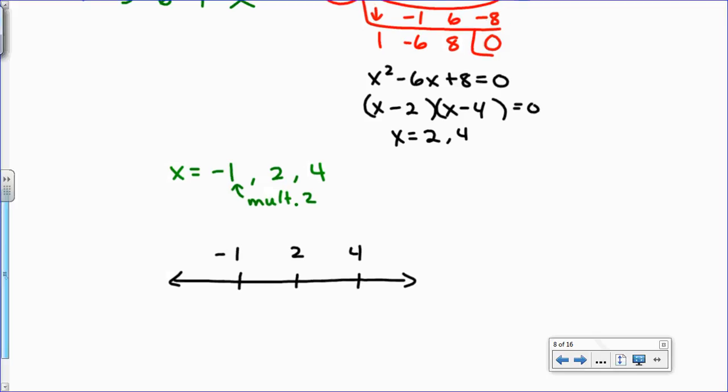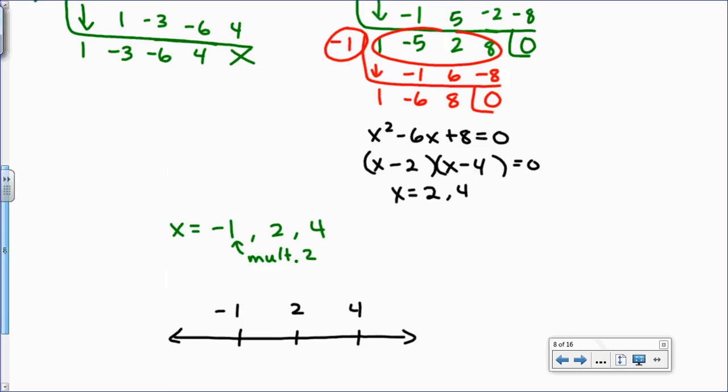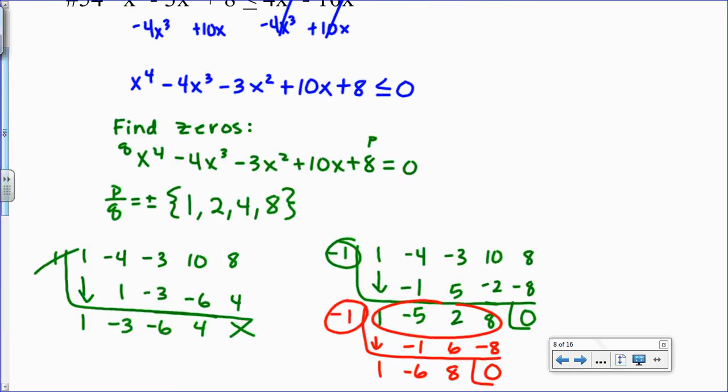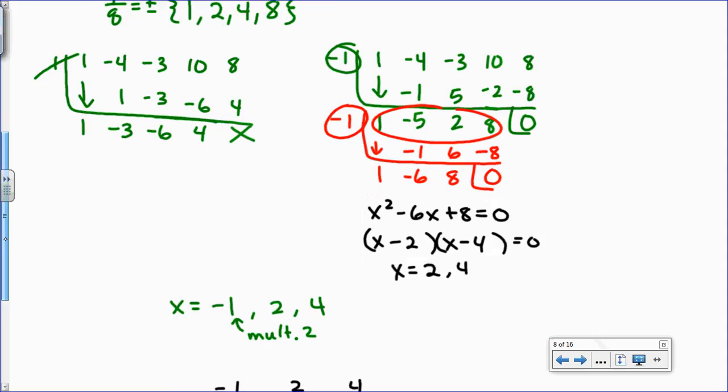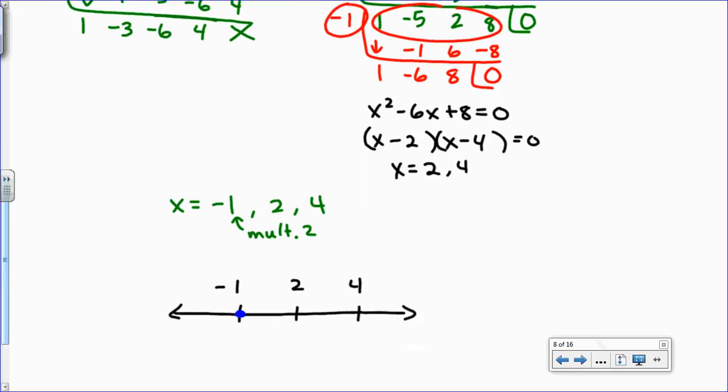Okay. So let's go look at our inequality sign. So I need to know here: opened or closed circles? Closed. And above or below? Below. All right. So closed circles here.